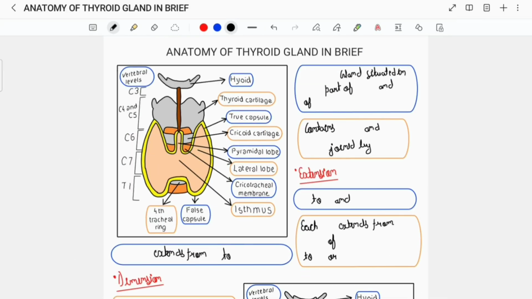Hello everyone, today I'll be talking about anatomy of thyroid gland in brief. Thyroid gland is an endocrine gland situated in the lower part of the front and the sides of the neck. It contains a right and a left lobe which are joined by the isthmus.